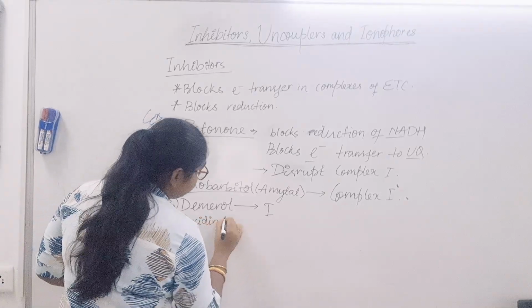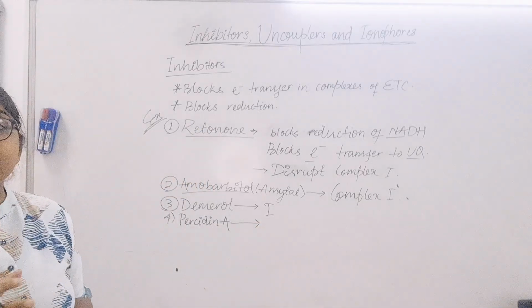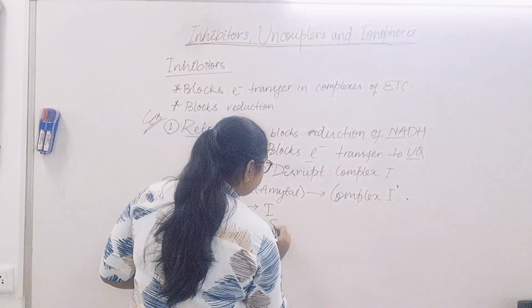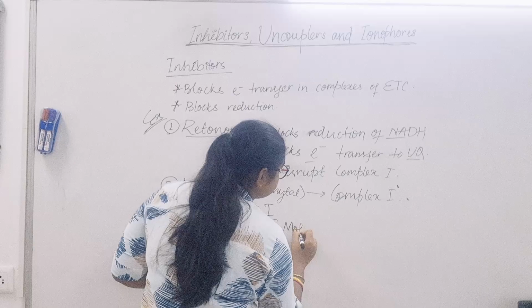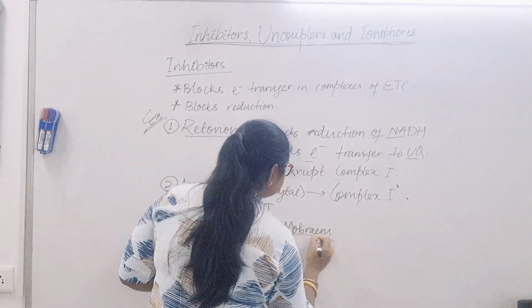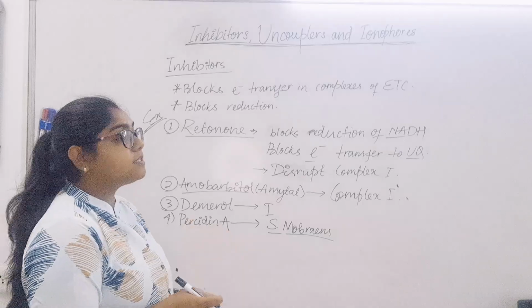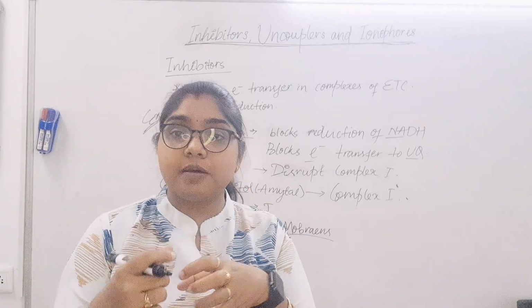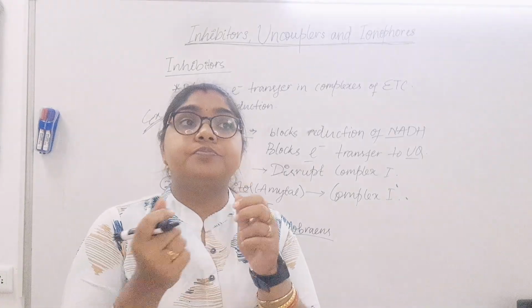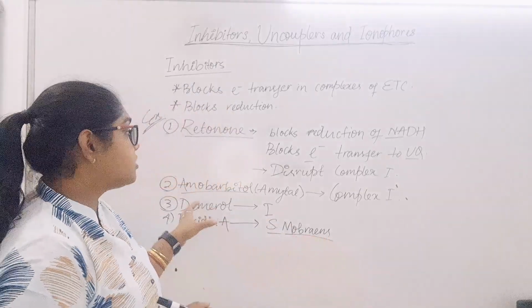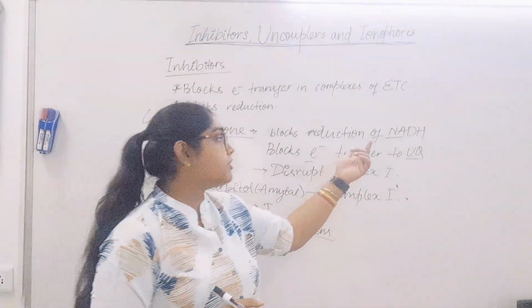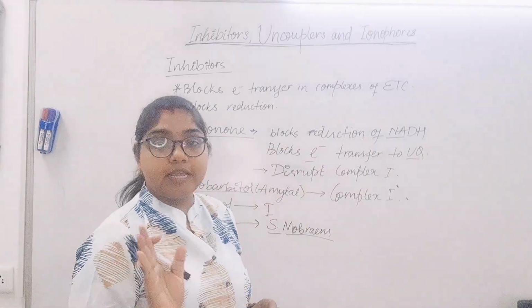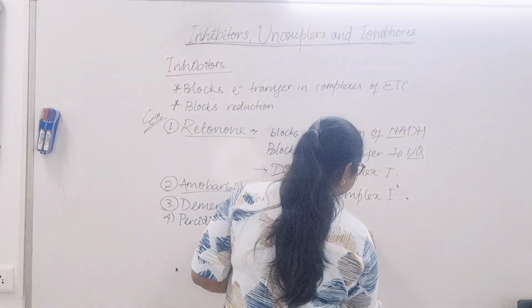Piericidin A is a bacterial metabolite that comes from the extract of Streptomyces mobaraensis, and it is used as an insecticide. So what happens is Piericidin A structurally resembles ubiquinone. So the electron which has to transfer from NADH to ubiquinone actually transfers from NADH to Piericidin A. So the electron transport chain system is disrupted at that point. So it also affects complex 1.